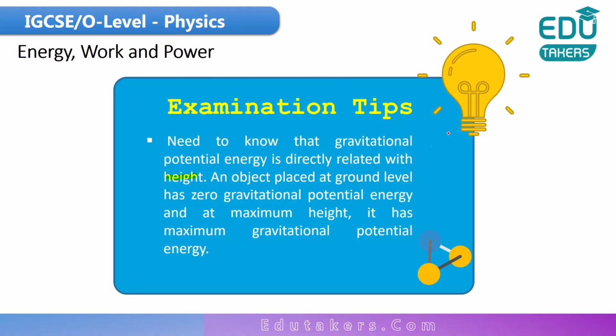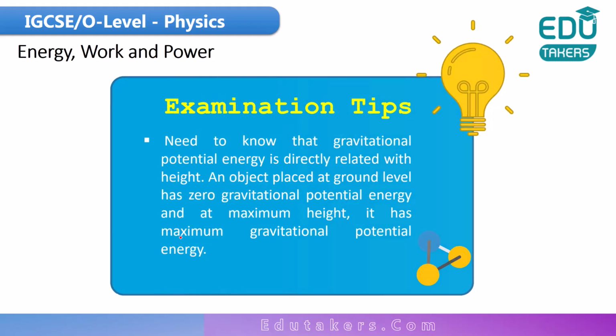An object placed at the ground level has zero gravitational potential energy. If you place any object on the ground, this object has the zero gravitational potential energy because this object is at a zero height. But when the object is at maximum height, it has the maximum gravitational potential energy. So here basically they explain the relation of gravitational potential energy with the height. If the object is placed at the Earth's surface, then the gravitational potential energy is zero. But if the object is at maximum height, in this case the gravitational potential energy is also maximum.